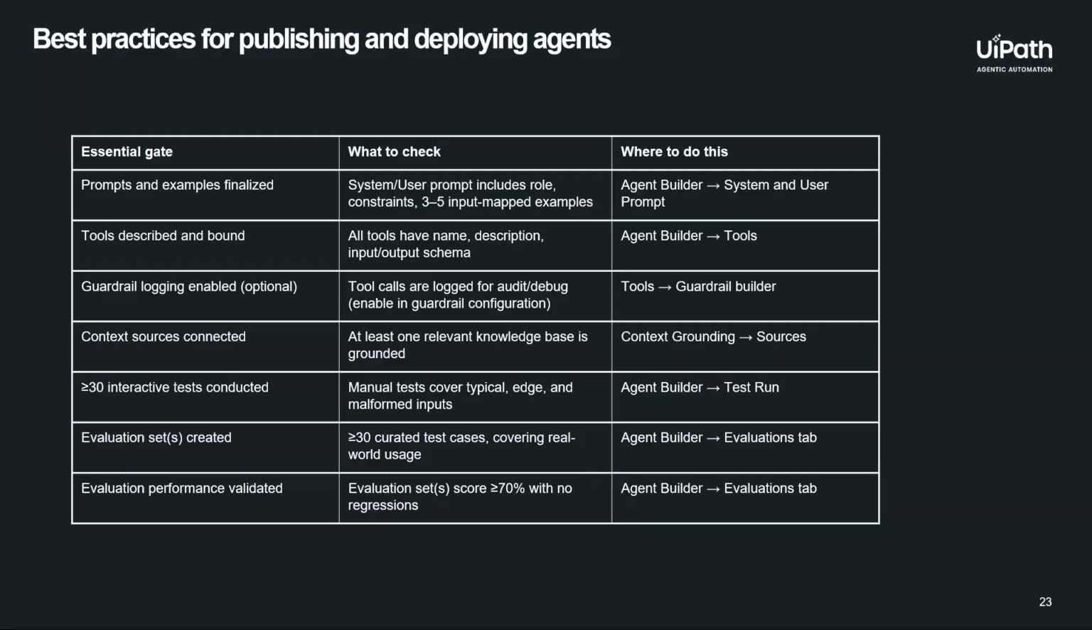And then, for example, if you want to check that your prompts and examples are finalized, you need to check that the system or the user prompt includes the role constraints as well as 3 to 5 input mapped examples. Again, where to do this? You could go to your agent builder, and under agent builder, there is the system and user prompt. There you could check if this particular setting is enabled, or based on what you want to do.